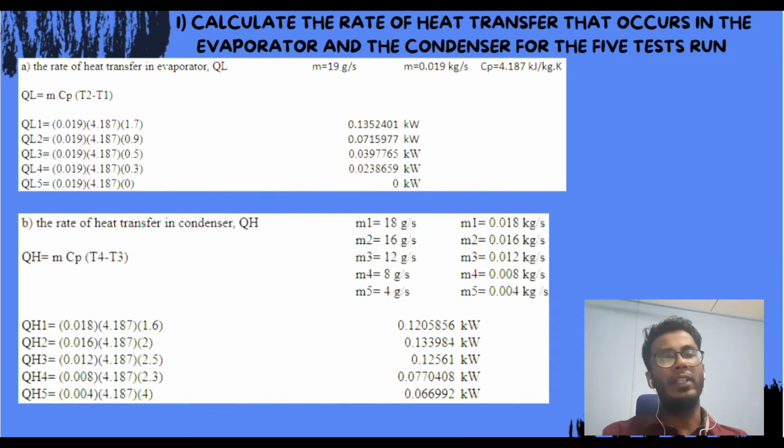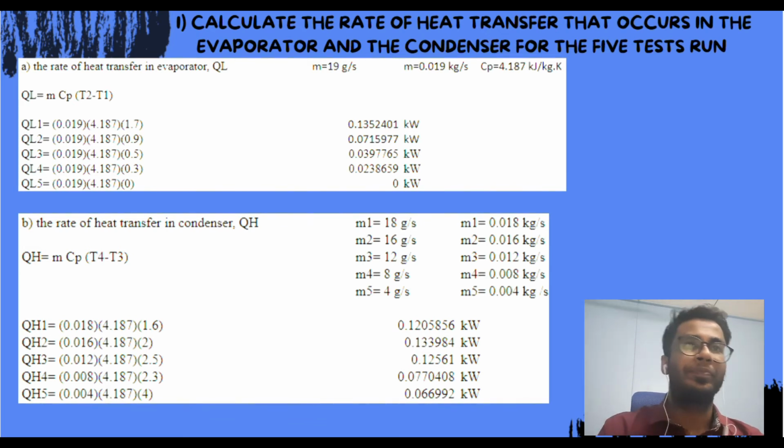Moving on to the next part, which is the discussion part. The first discussion is to calculate the rate of heat transfer that occurs in the evaporator and the condenser for the 5 test runs and discuss the results. To find the rate of heat transfer, the formula that can be used is Q equals M, which is the mass flow rate, times Cp, which is the heat capacity. In this case, we will use the heat capacity of water and also the change in the temperature.